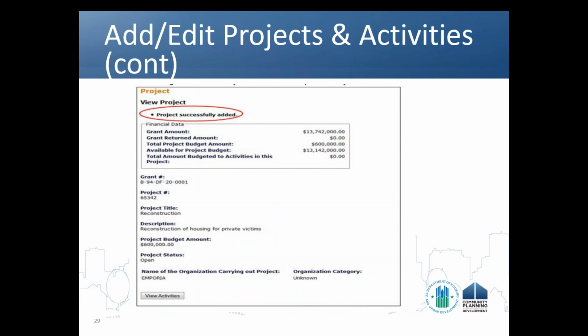The project, as you see here, this is just a screenshot, and this is when I've filled out a project correctly. And you'll see here some financial data is included. For example, the grant amount is $13.7 million for this example, but the project amount they've chosen is going to be $600,000. So that means all the activities that you create under this project, the sum of them cannot be over $600,000. So if you have 5 activities that you're going to develop under this project, the sum of all those 5 activities cannot be more than that $600,000 cap that you put on this project.